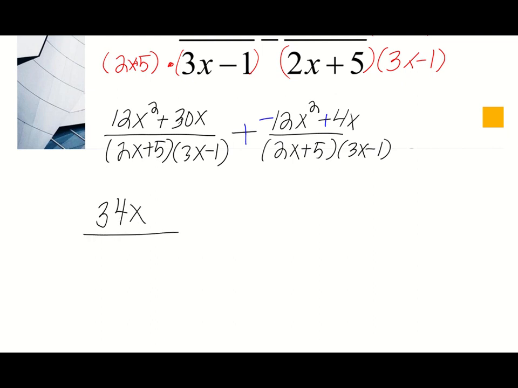And then in the bottom, I have 2x plus 5 times 3x minus 1. 34x over 2x plus 5, 3x minus 1. Nothing cancels here, so this would be my final result. There's nothing that I can simplify. That would be my result of subtracting these two rational expressions.